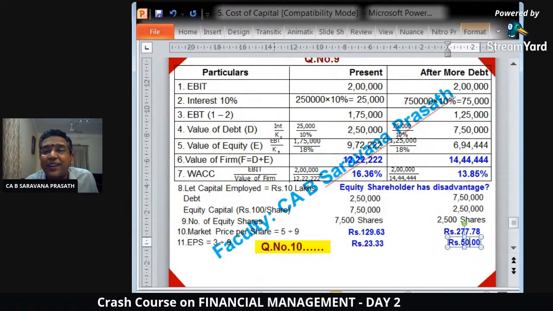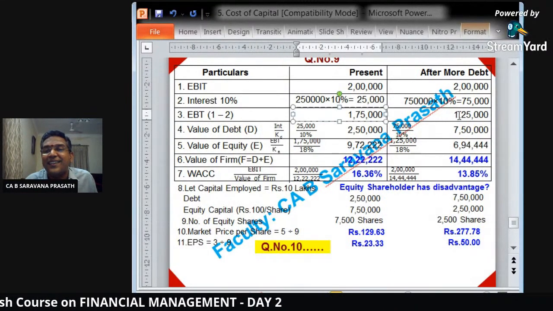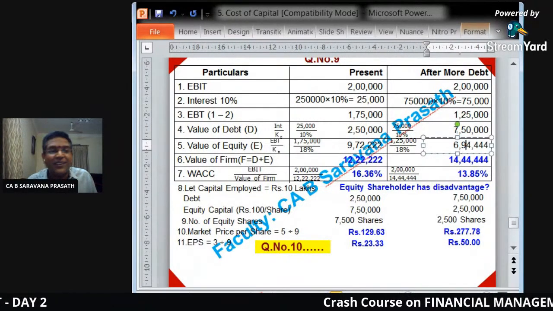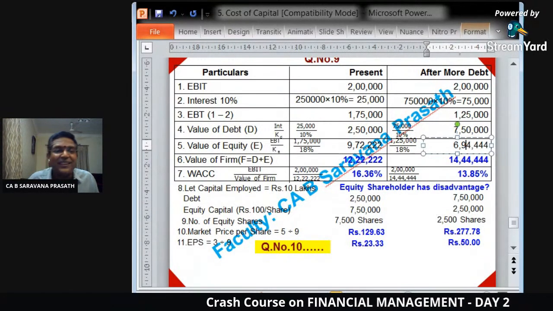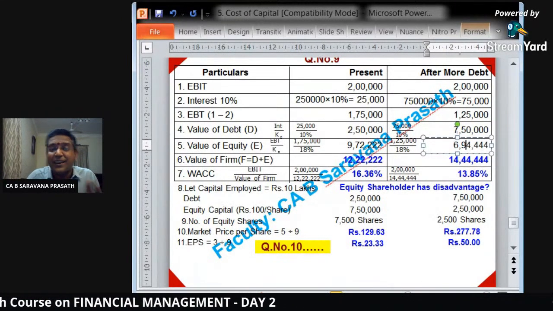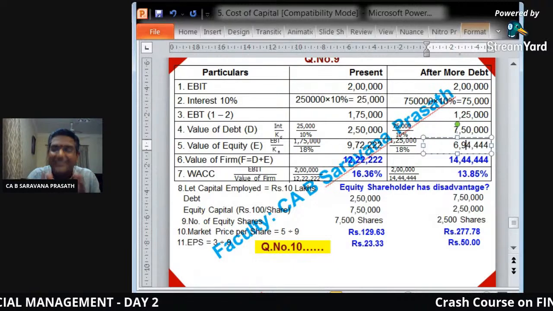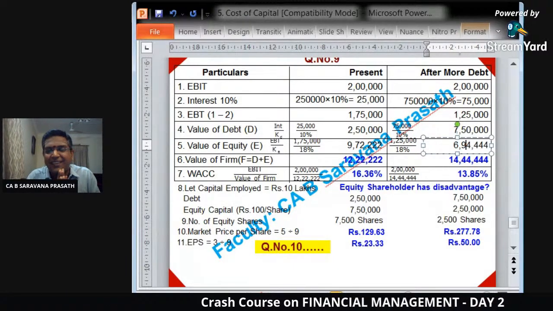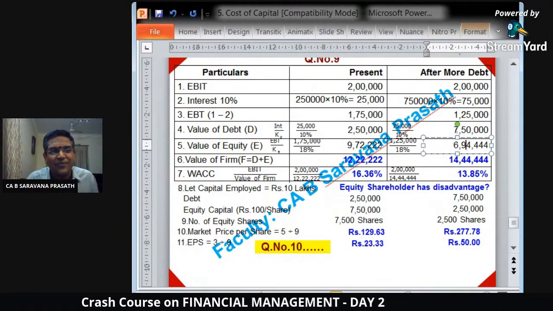So do not look at the amount of EBT or the amount of the value of equity. Look at what is the EPS per share, and what is the market price per share. That will give you a better perspective for understanding the net income approach. Right. So go through this very carefully.